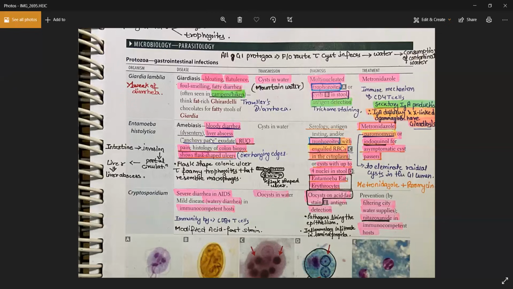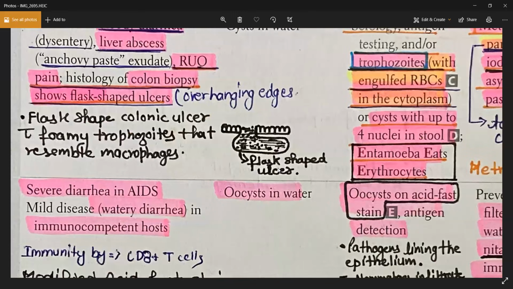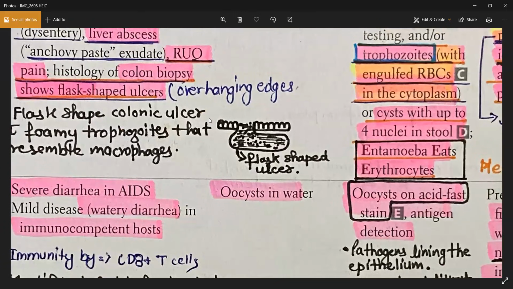And when you do the biopsy of the GI tract, what you will see is a flask-shaped ulcer, which is, let me draw it for you, or I have already drawn a diagram here. You can see it here. Let me zoom it. These are the flask-shaped ulcers. This is the epithelium of the GI tract. Okay, and this is a very narrow opening, as you can see, and a very broad base ulcer. Okay, these are the flask-shaped ulcers that you will see in the biopsy of the patient.